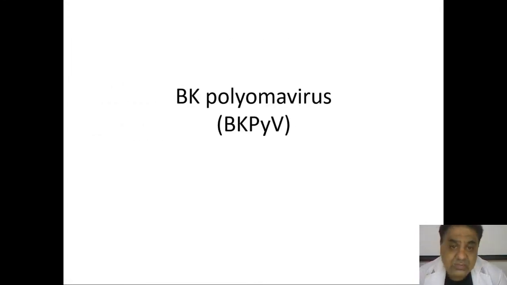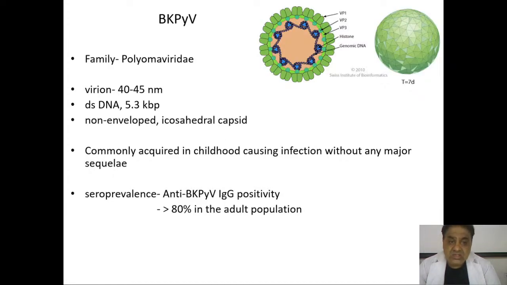Now, BK polyomavirus is a very important group of viruses in renal transplant recipients. Before we go on to BK polyomavirus, a little bit about these viruses. Polyomaviruses are double-strand DNA viruses, and we all acquire this virus early in infancy without any major sequelae. In fact, just like many viruses, the seroprevalence in healthy adults is more than 80% with BK virus, and it's shed commonly in the urine, just like CMV is shed in the saliva in many of us.